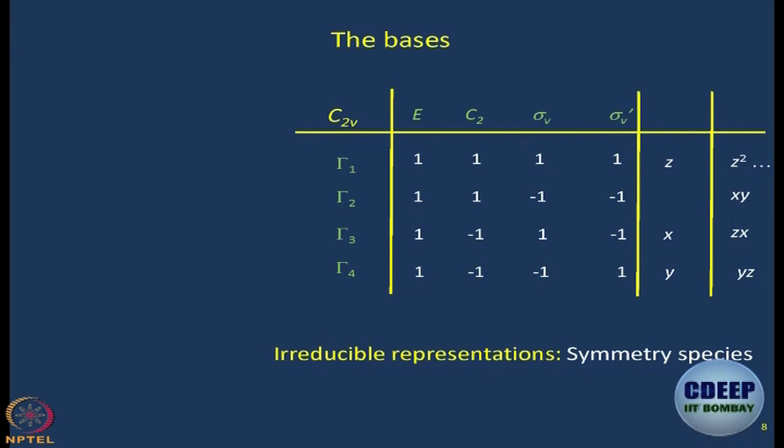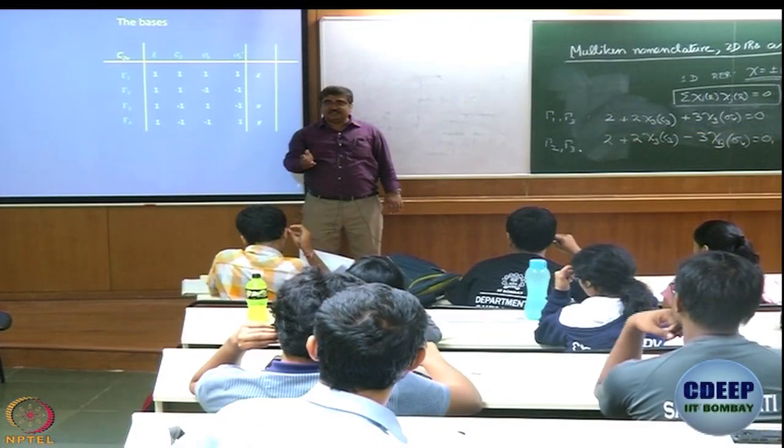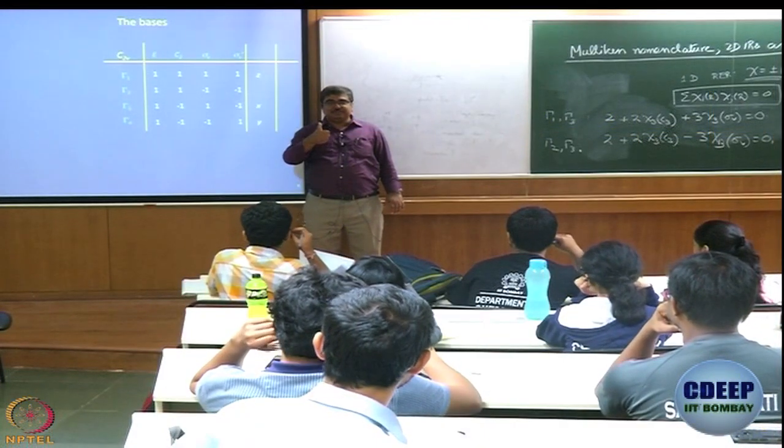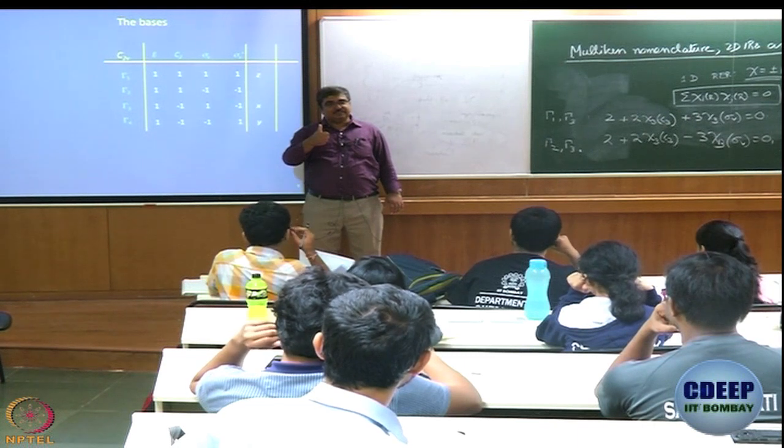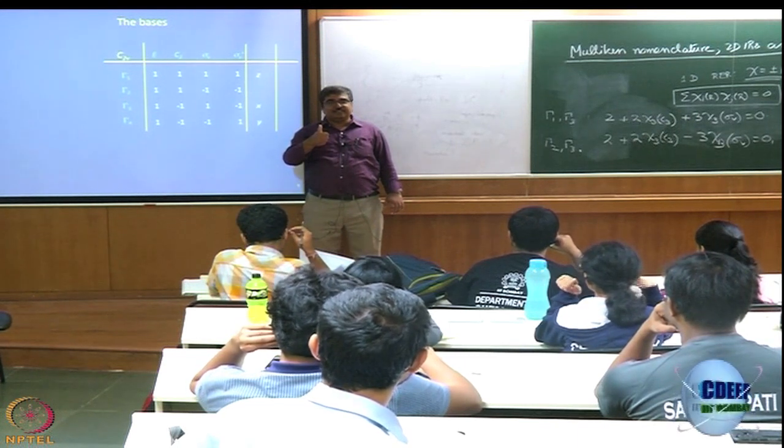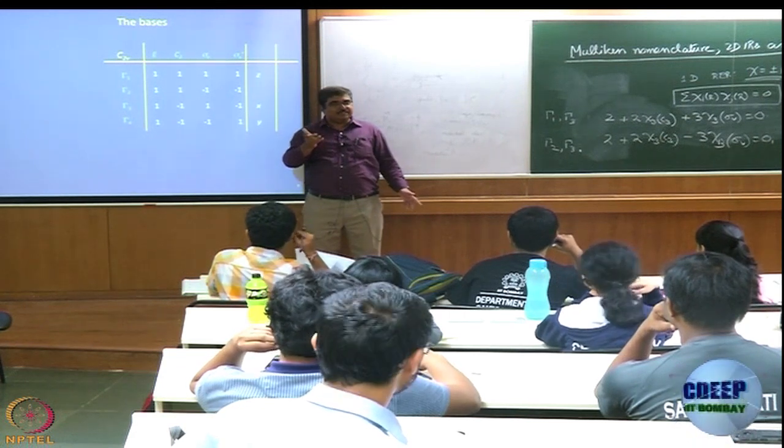Now, let us talk about x square, y square, z square. Where will x square, y square, z square belong? I want to know, out of these 4 rows or 4 symmetry species, 4 irreducible representations, where does z square belong? Where will z square go? If I use z square as the basis, let us see. If I apply C2, do I get z square or do I get minus z square? What do I get? We get z square, right?